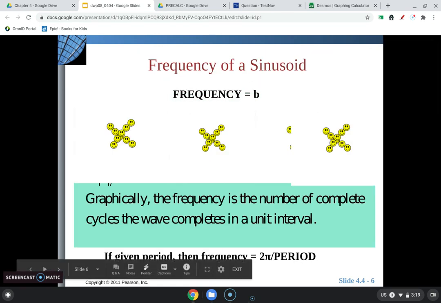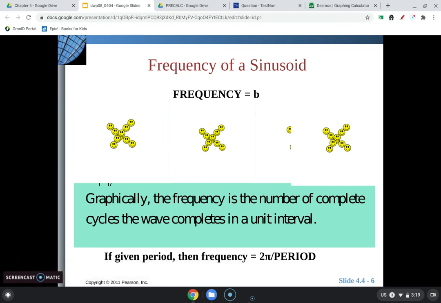So graphically, the frequency is the b value, like a sine bx, and it's the number of complete cycles the wave completes in an interval. If given the period, then the frequency is 2 pi divided by the period. You always take 2 pi divided by either the frequency or the period to figure out what you need for your b value.